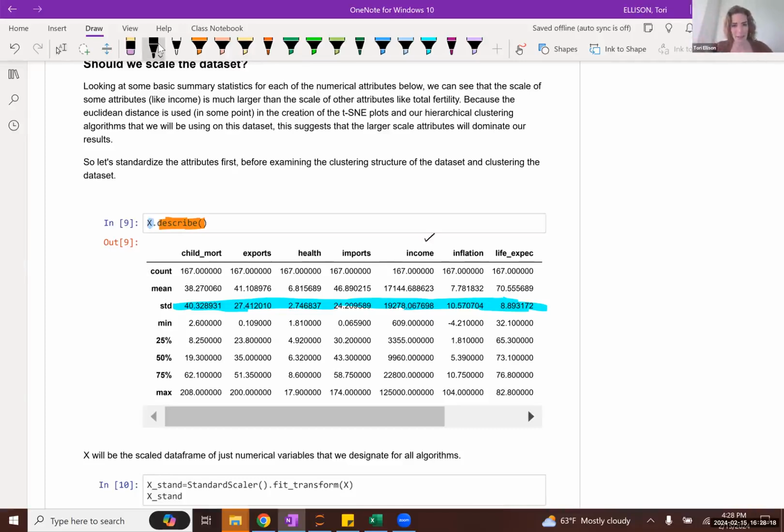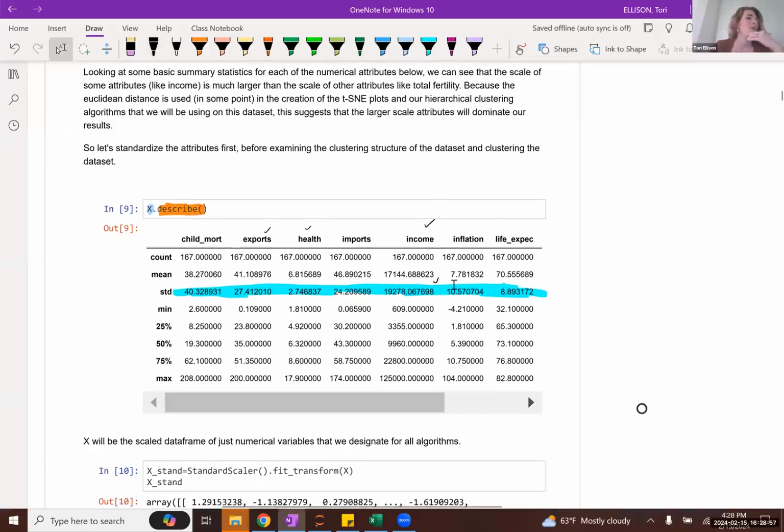For instance, we see that income has a very high scale in comparison to the other variables. What that means is that if you don't scale your variables first, then it's highly likely that income especially is going to dominate the clustering structure that the t-SNE plot identifies, as well as your algorithms. It's possible that income actually doesn't contribute a whole lot to the clustering structure. And if it was dominating the results, then you might not be able to see the clustering structure contributed by some of the smaller scale variables.